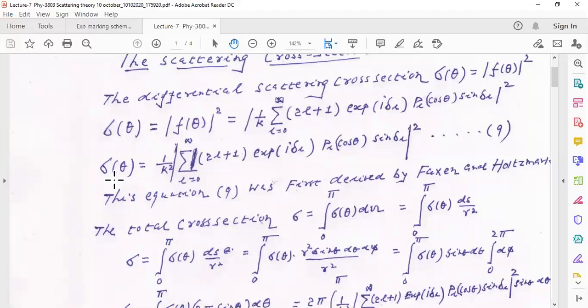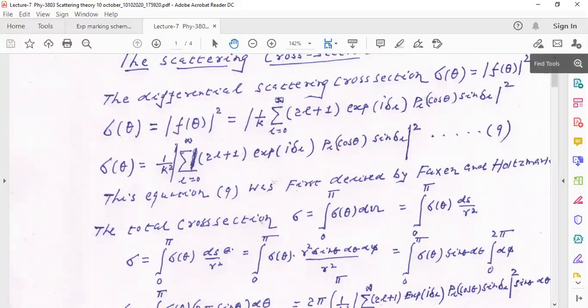So what is the differential scattering cross section for L equal to 0? If you put L equal to 0, 2L plus 1 becomes 1. It is e to the power of i delta 0, then you have P0 of cos theta. P L is P0 of cos theta, and P0 of x is always 1, the argument being x. And this is mod square of sine delta 0.